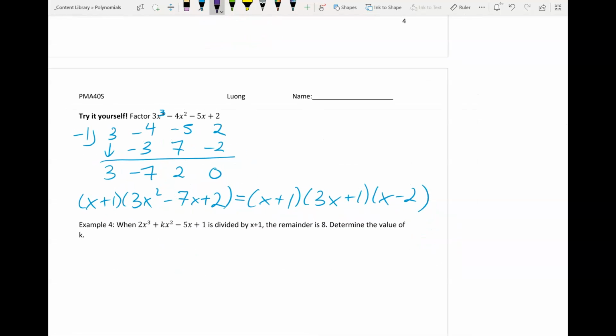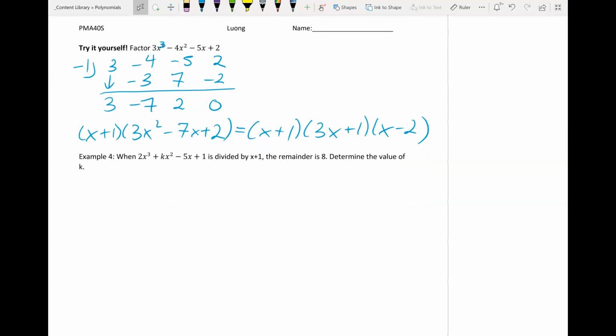Okay, so remember to put in the negative 1, 0 as your factor of x plus 1, and then rewrite your polynomial out, starting with 1 exponent less than what you have. So that's why I have 3x squared minus 7x plus 2. And then you can factor that again, and this will be your final answer.